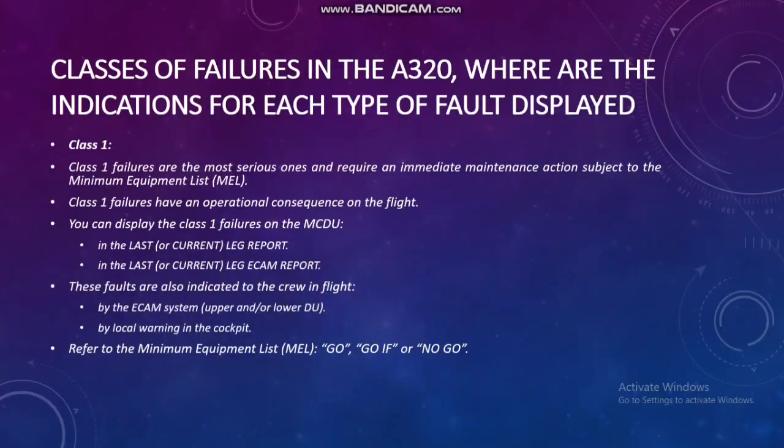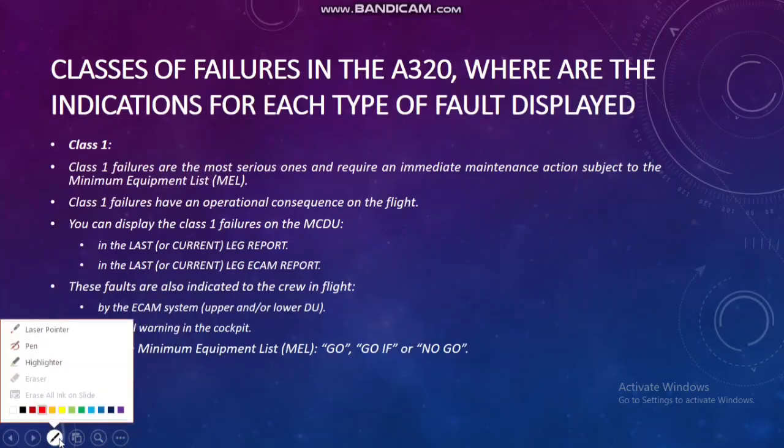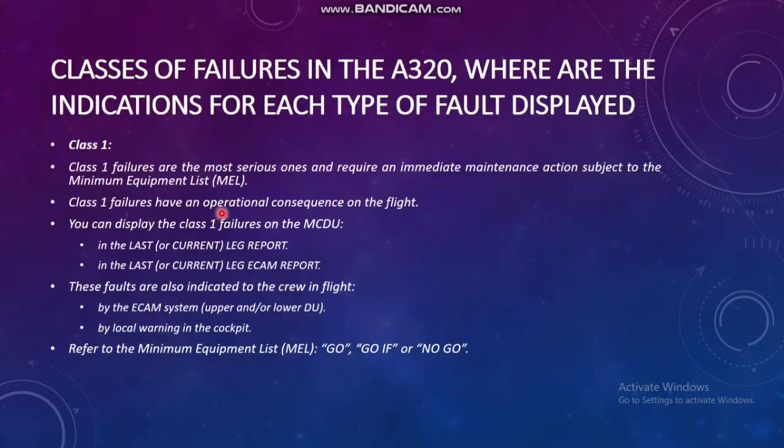Now we'll discuss the class 1, class 2, class 3 failures. First, focus on the class 1 failure. Class 1 failures are the most serious ones, requiring immediate action, with maintenance action subject to the minimum equipment list. Class 1 failures have operational consequences on the flight.